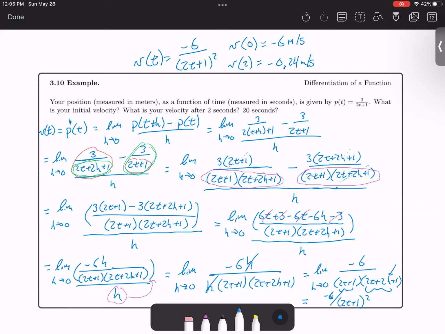And if you evaluate your velocity at 20 seconds, you get minus 0.0036-ish, roughly. So you're still walking backwards, but you're walking backwards very slowly. Oh, forgot my units. Meters per second.